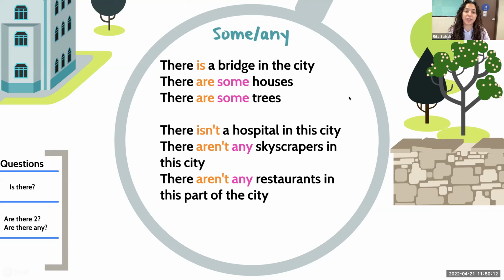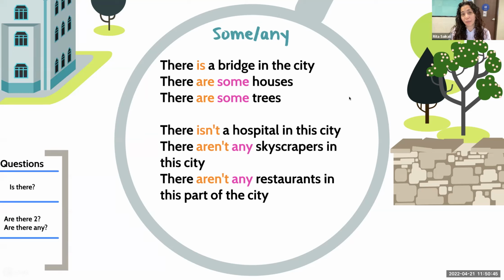So there is a bridge in the city. Bridge is just one. If it's just one bridge in the city, we can say there's a bridge in the city. Or if it's multiple bridges, we can say there are some bridges in the city. Do you guys see the difference? People who are here? Yeah? Okay. Again, we can use isn't and aren't if there is not one or there are not any. Okay. So we can still use that.